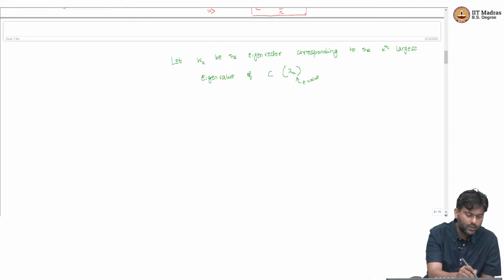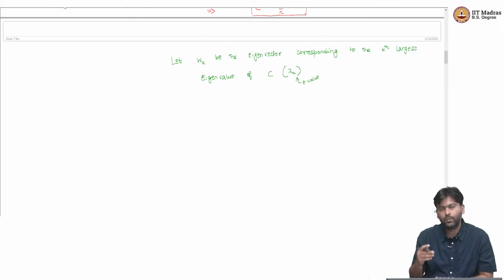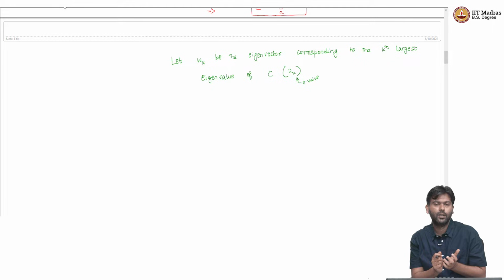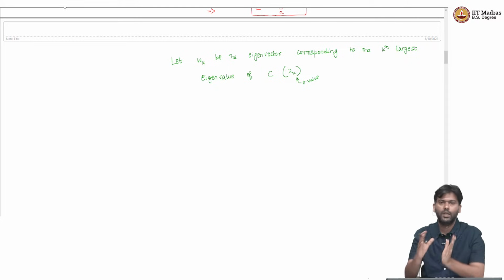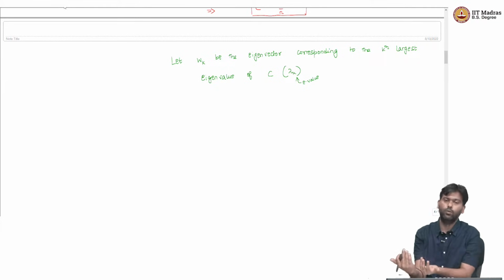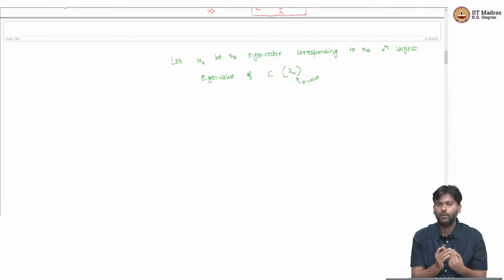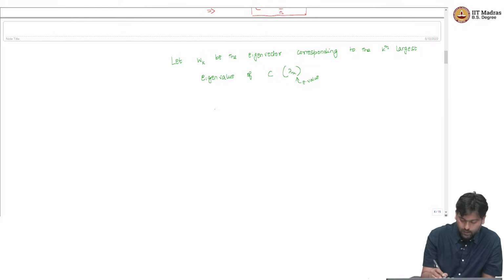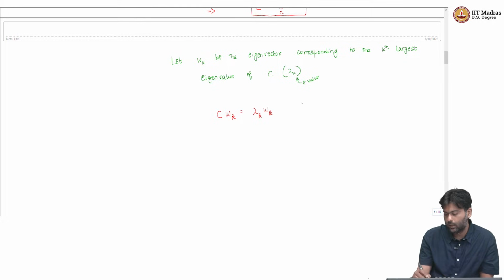Now, what is the equation that an eigenvector satisfies? An eigenvector is a special direction for a matrix, where if the matrix acts on this vector, it just scales this vector by some amount. It does not change the direction. The scaling could be negative, which reverses the direction, that is still okay, but it does not change the line of direction. So, in equations, it means that C times wk equals lambda k times wk. That is the definition of eigenvector and eigenvalue.